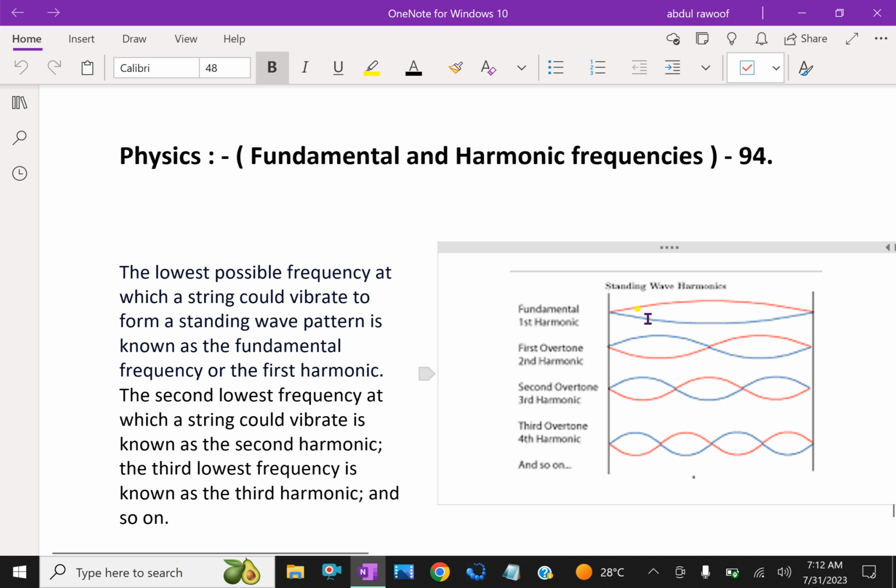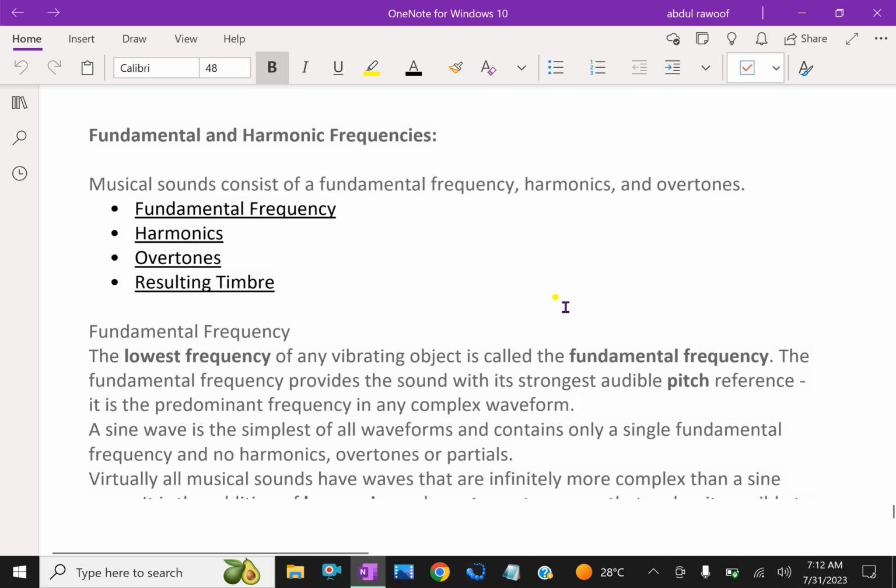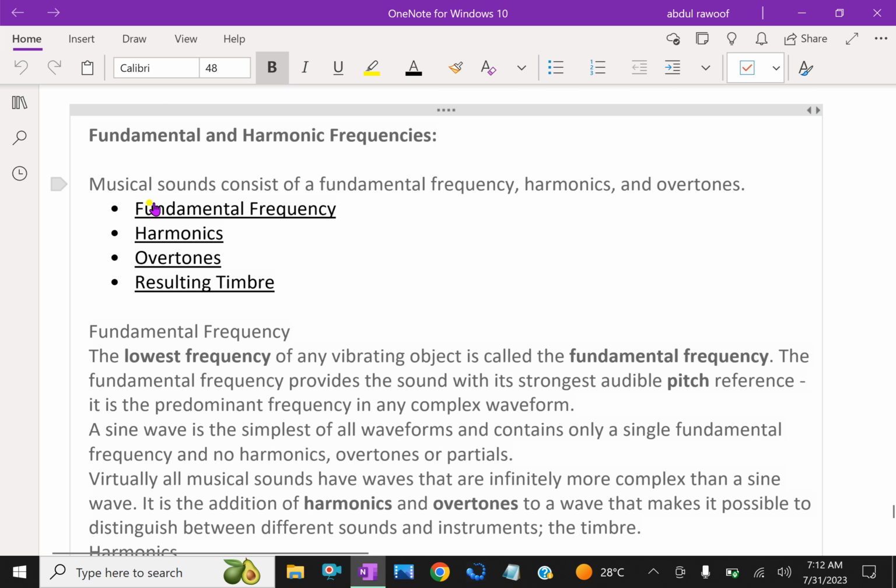Look at the figure. Here, this is the fundamental frequency. This complete one set. Here, the first overtone is the second harmonic, then comes the third harmonic, fourth harmonic. For the details, fundamental and harmonic frequencies. Musical sound consists of fundamental frequency, harmonics, and overtones. Now we'll discuss fundamental frequency, harmonics, overtones, and the resulting timbre.